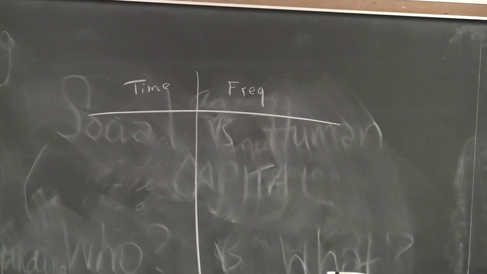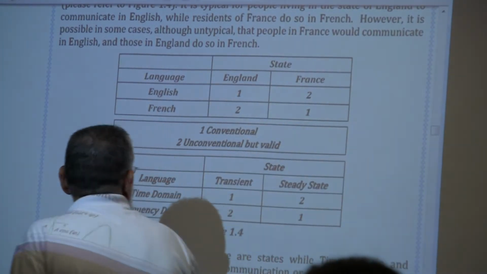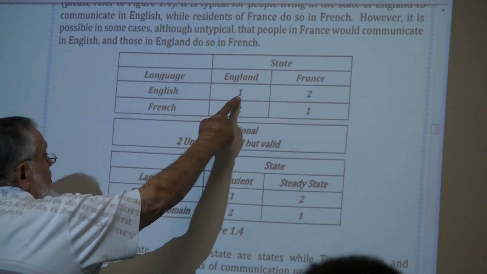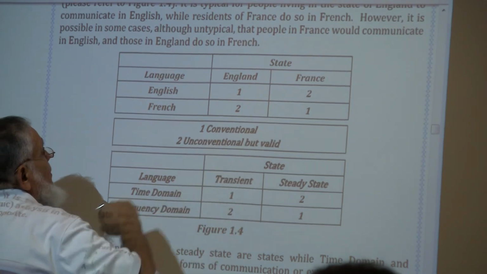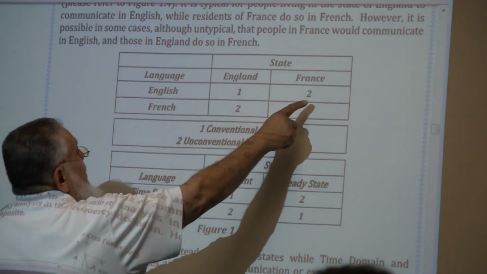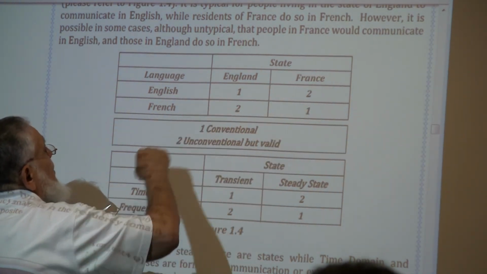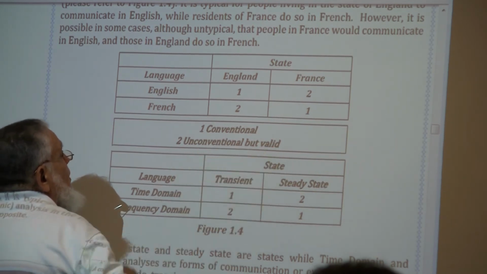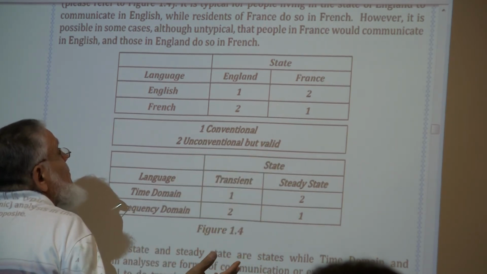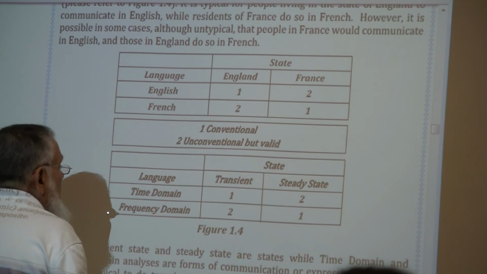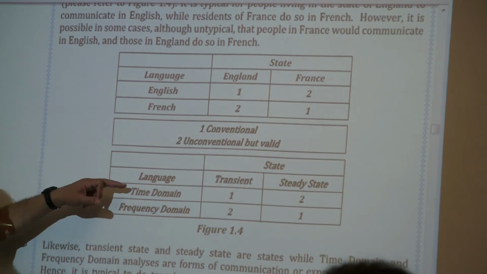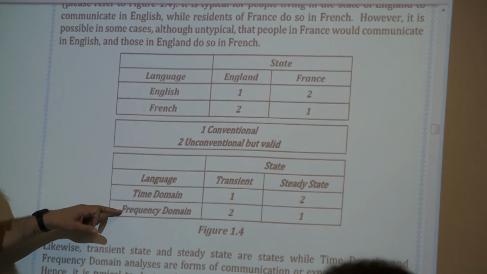I'll give an analogy here. People in England speak English and people in France speak French, right? That's a conventional thing. If you have people in France that speak English or people in England that speak French, that's not conventional, but it's valid. At times, you have to use a different language to express something in particular. Similarly here, we have time domain and we have frequency domain.